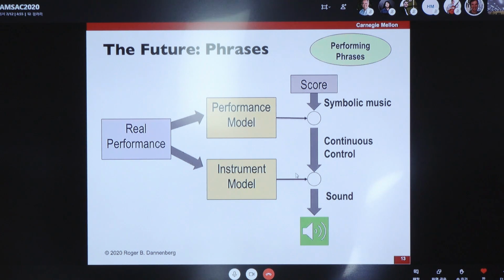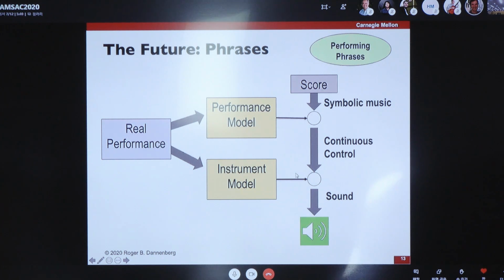So in this system, this is the result of work from Ning Hu, a PhD student of mine, and the goal of the system is to input actual recordings of live acoustic instruments performing scores. So we input both the recording and the score from which the recording was derived. And from that, the computer system automatically builds a performance model, which is sort of a mapping from the score information into continuous control over here.